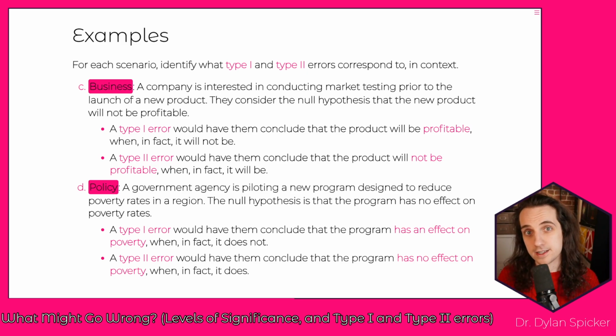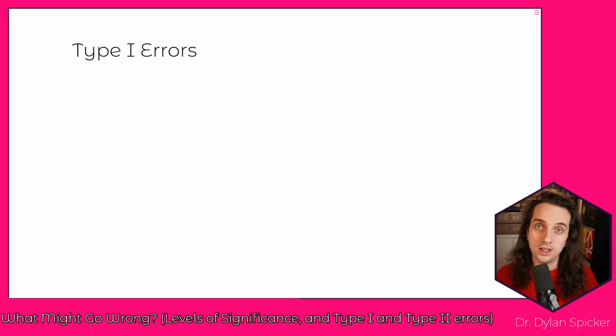So whenever we're faced with these scenarios, the type 1 error always arises from us rejecting the null when it's true. The type 2 error always arises from us failing to reject the null when it is false. We can explore the types of errors sort of in more depth here.